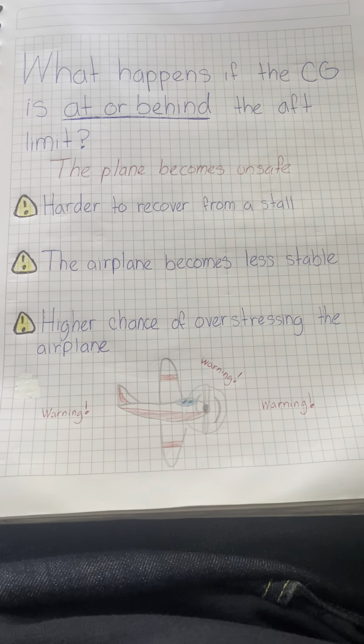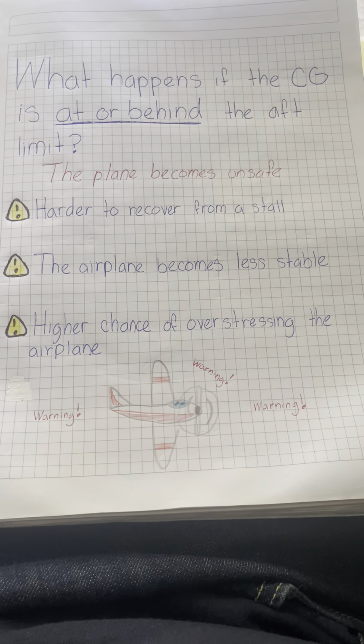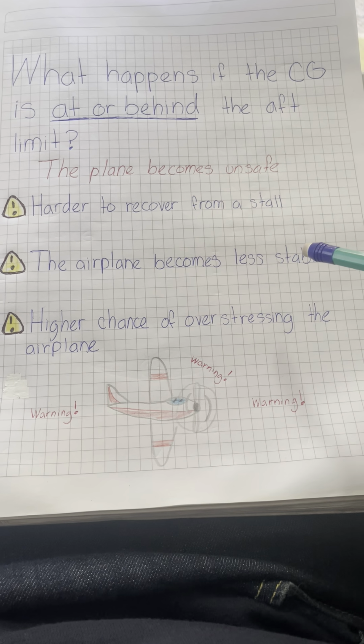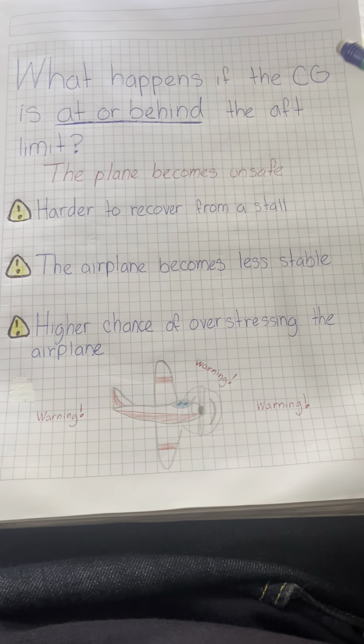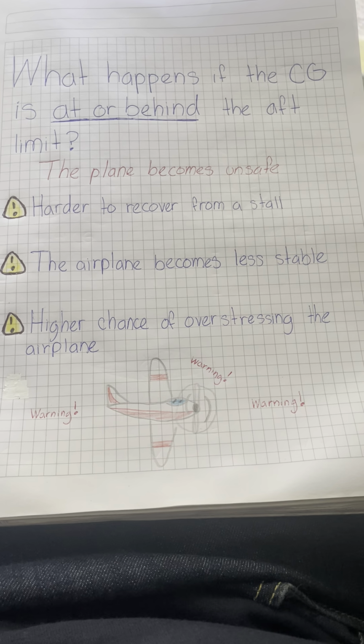Number 2, the airplane becomes less stable, meaning that it's going to be a little bit hard to control the aircraft because the airplane is unstable. Why? Because the CG is at or behind the aft limit.